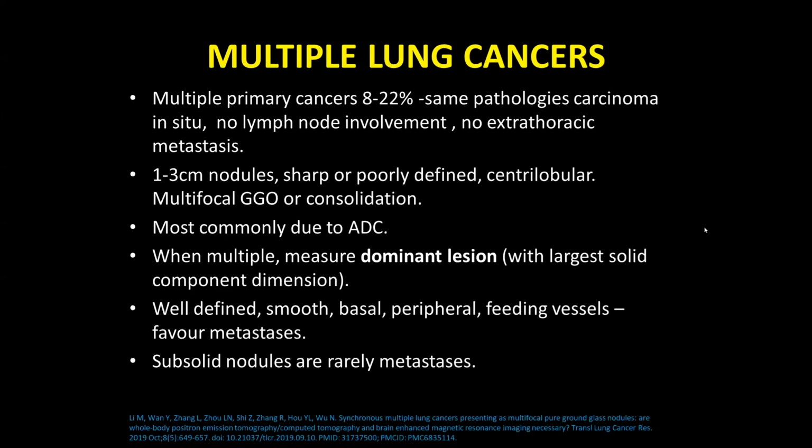A word about multiple lung cancers. They can occur in 8 to 22% of the times. By definition, there should be the same pathologies, and there should be carcinoma in situ, no lymph node involvement, and no extrathoracic metastasis to call it multiple, right? For instance, if you're saying multiple adenocarcinomas, it has to be adenocarcinoma of the same type, and it should be in situ, no lymph node involvement, and no extrathoracic metastasis.